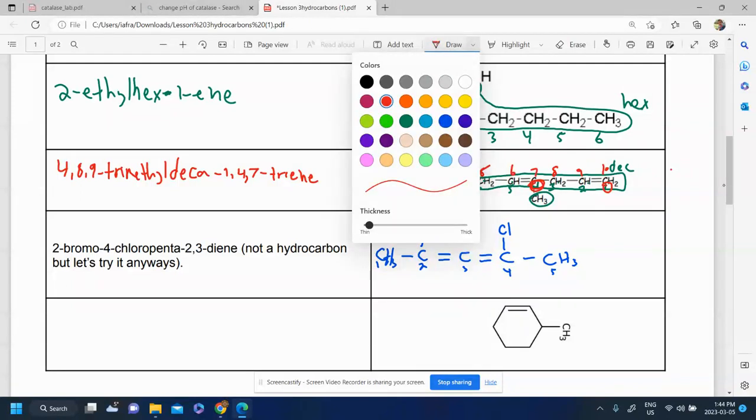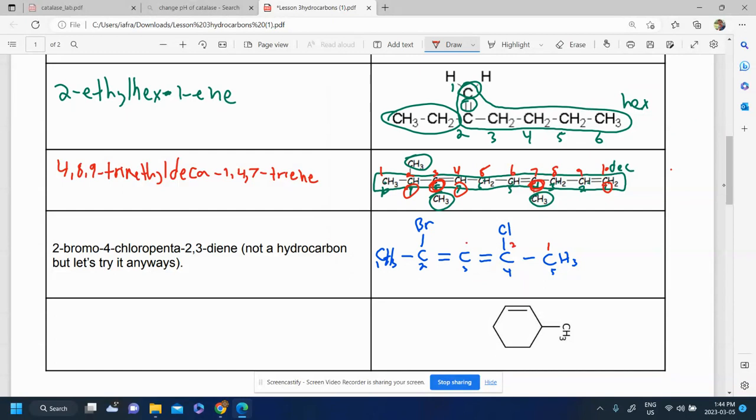You could have started counting from this direction if you want to, if you were naming this 1, 2, 3, 4, 5. And if you did that, you would have had something like this. You would have had 4-bromo, then 2-chloro, and then penta 2,3-diene. So it would have been essentially the same except for the positions of your bromine and chlorine.